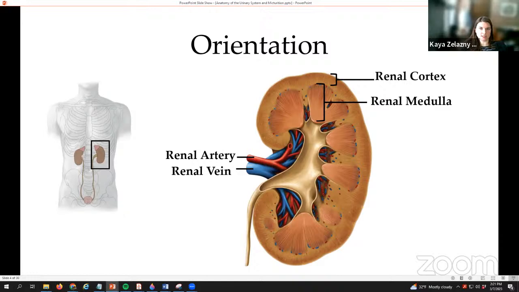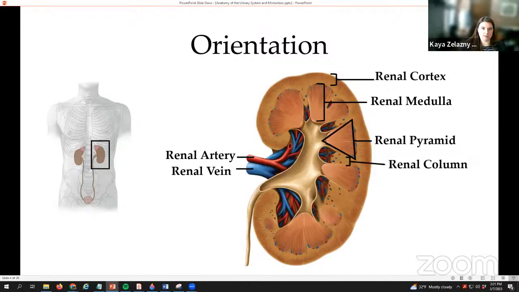Okay. So the renal medulla is going to be shaped like a bunch of pyramids. So here we see a renal pyramid outlined, okay? And between these pyramids, we can see renal columns. So that's a bit more of the gross anatomy, the larger anatomy that we'd be looking at.